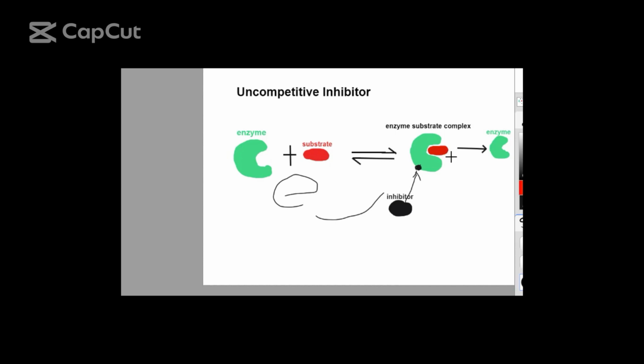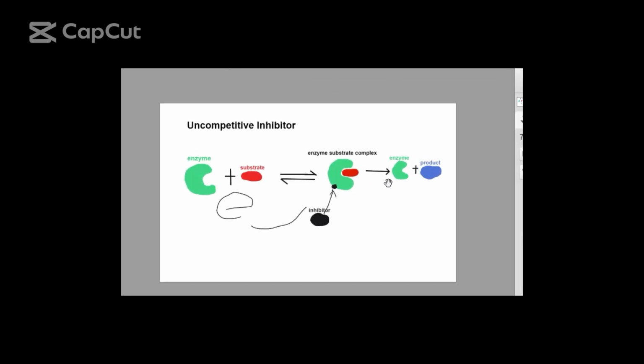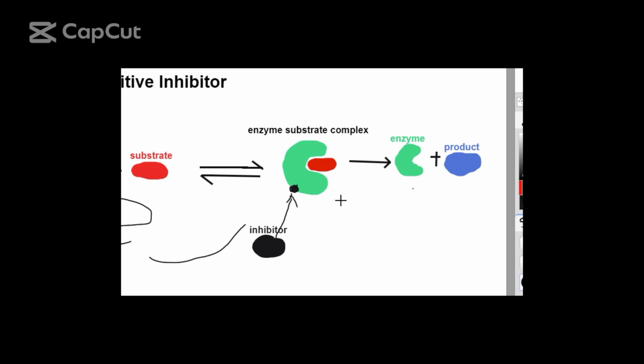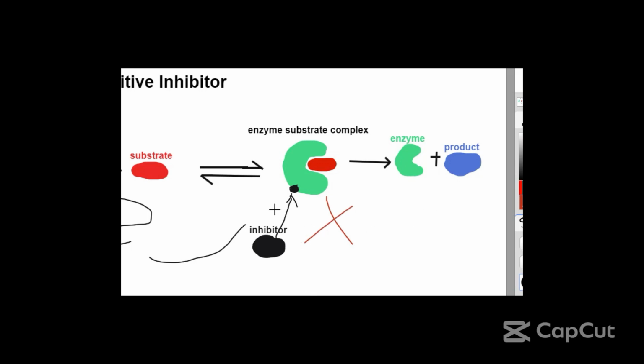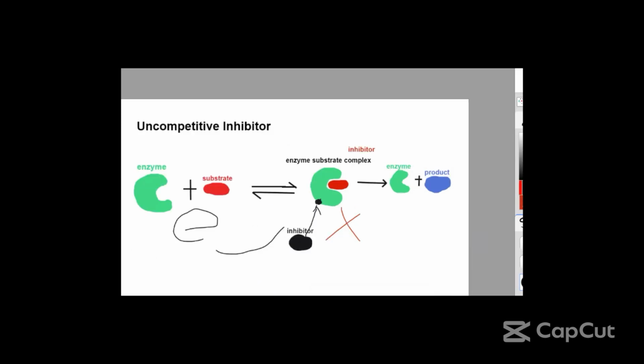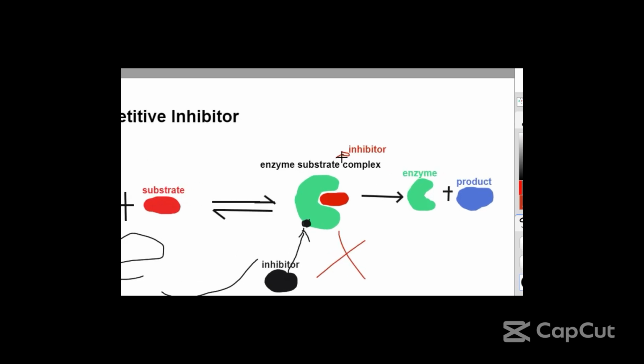So, can we form a product from this? The answer is no. We cannot form a product from this. We get no product. This is an enzyme substrate inhibitor complex. Again, I'm going to type it. So, again, this is enzyme substrate inhibitor. Now, this is an enzyme substrate inhibitor complex.